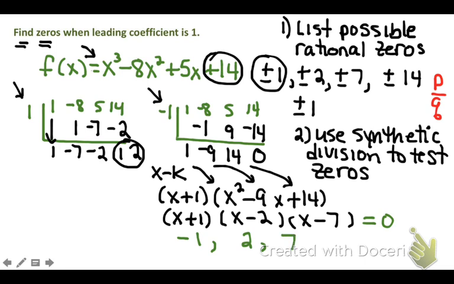And if we look at our possible solutions, we said it could be plus or minus 1, and it was the minus 1. We said plus or minus 2, it happened to be the positive 2, and then it happened to be the positive 7. So from our list of possible answers, the actual answers are negative 1, 2, and 7.